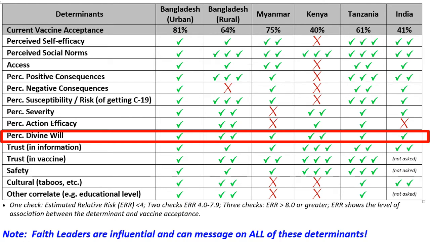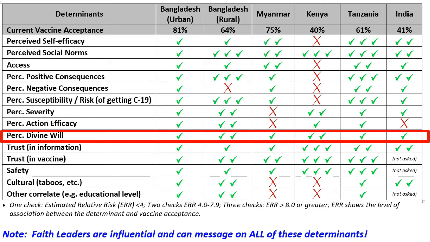So for example, perceived susceptibility, this is whether or not someone believes that they are likely to get the disease or problem or not, in this case COVID-19. And when that's low, people think that they're not at risk of getting COVID-19. They're usually less likely to want the vaccine. Faith leaders can help change that.